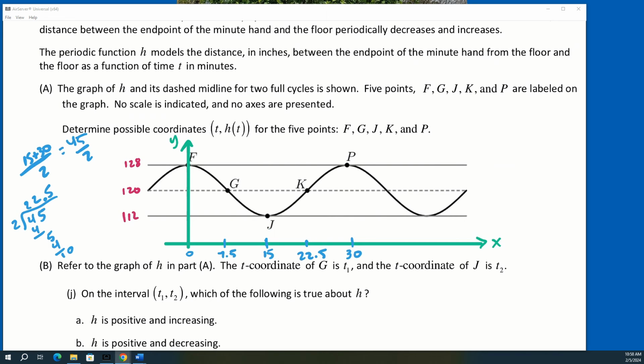Okay, so we're ready to answer this question. The answer to the question is the ordered pairs for each one of these points. So we'll start with F. What is the ordered pair at F? 0, 128. All right, and then we'll just go through each of the points. Because we've labeled our axes, we've done the hard work. Now this is just giving the answer.